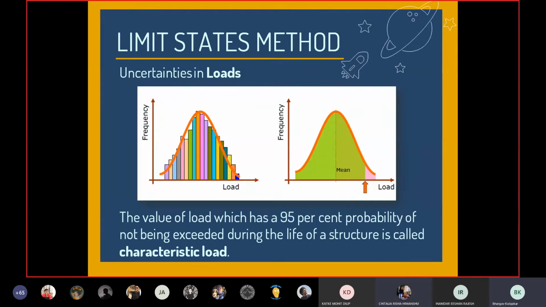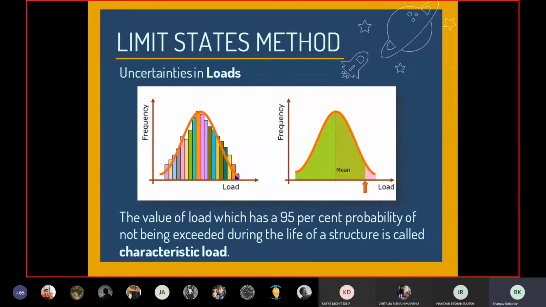You said capacity has to be greater than demand, no? Capacity has to be greater than demand. So we would look at the least capacity of the material, and we would look at the maximum load, and then we will make sure that the least capacity of the material is greater than the maximum load.